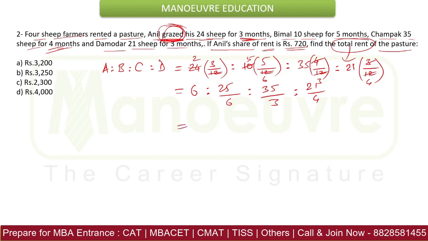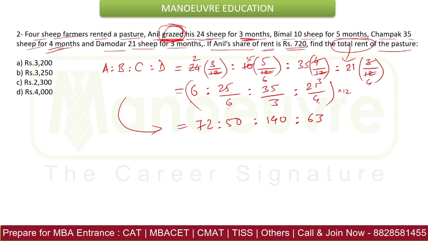Now if I have to again simplify this ratio, the LCM of 6, 3 and 4 is 12, so I'll simply multiply all the factors here by 12. So that will be 72 is to 50 is to 140 is to 63. So this will be the ratio of the grazing of their sheep for their respective duration in terms of months.